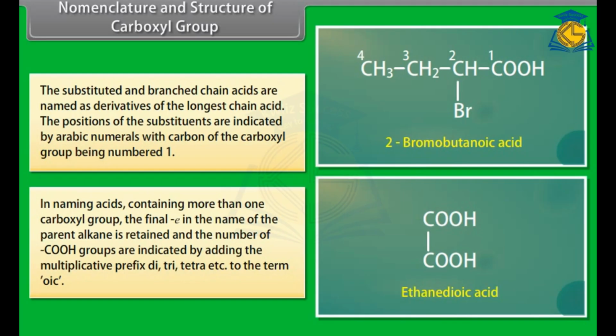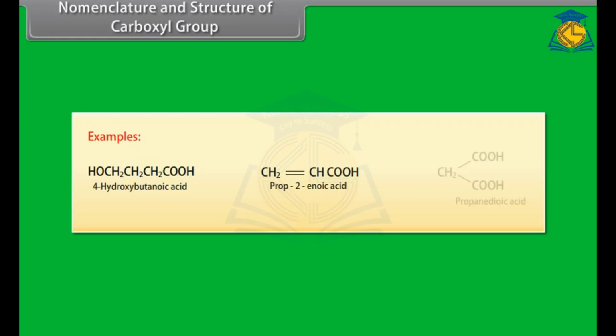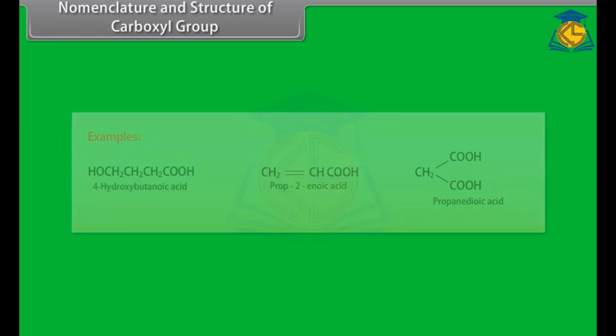In naming acids containing more than one carboxyl group, the final e in the name of the parent alkane is retained and the number of carboxyl groups are indicated by adding the multiplicative prefix di, tri, tetra, etc. to the term oic. Examples: 4-hydroxybutanoic acid, prop-2-enoic acid, propanedioic acid.